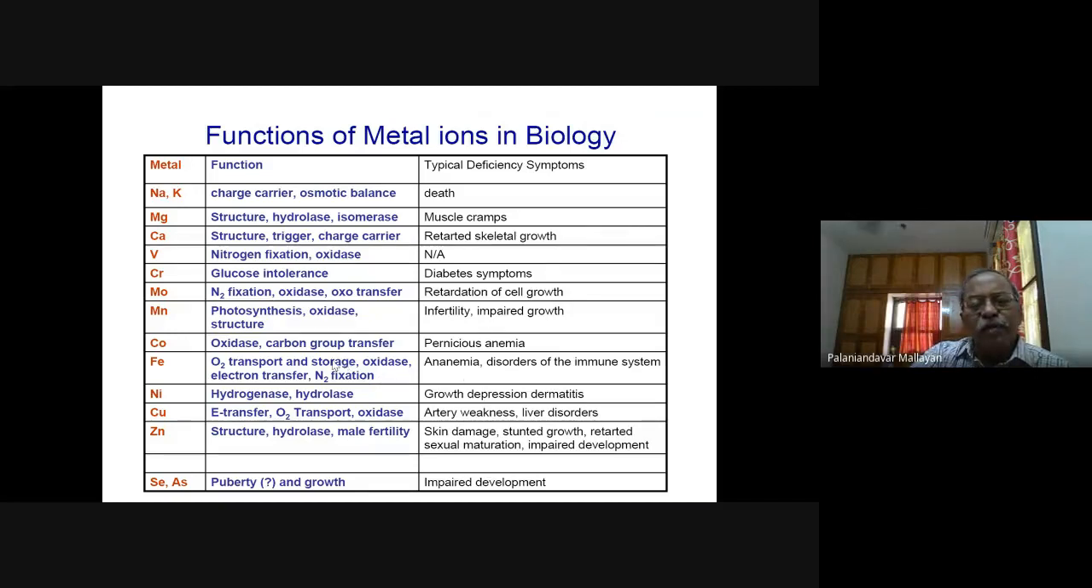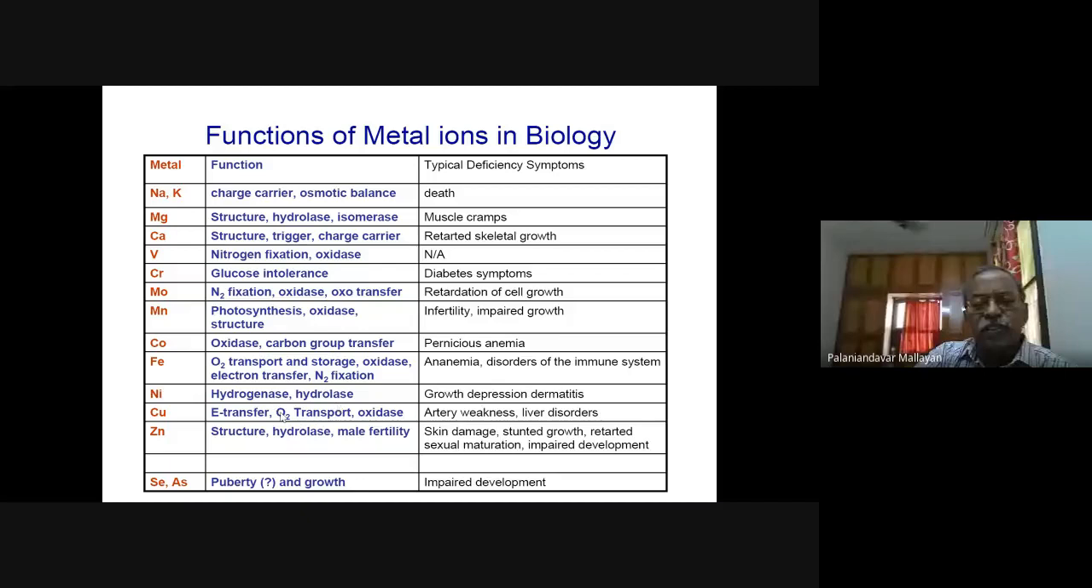When you have less than the amount of iron needed for our body, we get anemia, and also a lot of disorders of the immune system. In the same way, copper is a part of the metal ion, or sometimes a cofactor of the enzymes. They are called cofactors of the enzyme. They will be involved in electron transfer, dioxygen transport and oxidase activity.